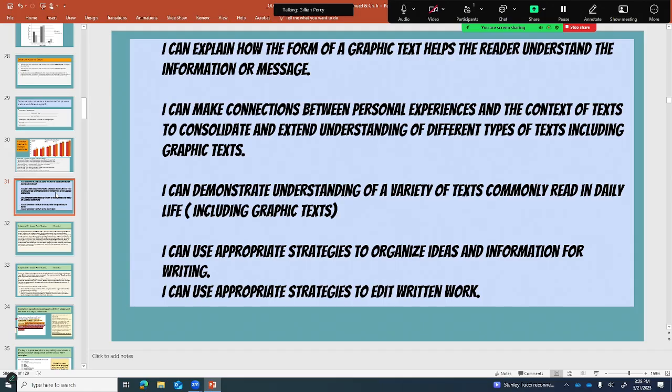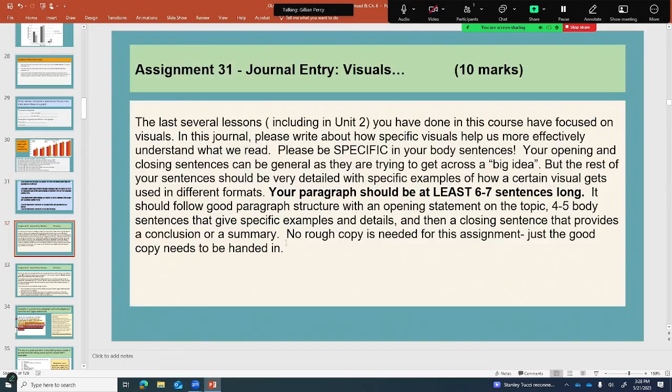Okay, so that wraps up assignment 30. So then we're going to move on to 31. 31 is us basically doing a journal about what we've learned about visuals, okay? So the last several lessons, which includes what we learned in Unit 2, have focused on visuals. In this journal, please write about how specific visuals help us more effectively understand what we read.